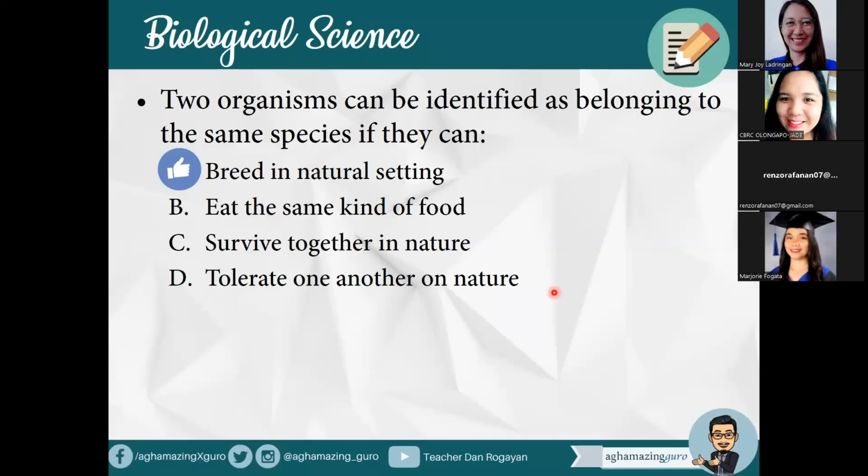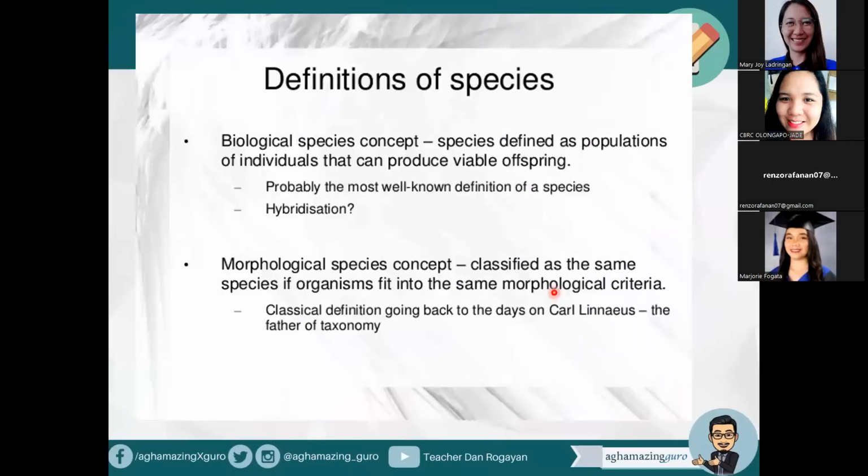Okay, two organisms of the same species. So biological species concept is defined as a population of individuals that can produce viable offspring, meaning fertile offspring. Probably the most well-known definition of species. Hybridization: so hybrid naman is of course meron tayong two different species, possible pa rin yun, pero hindi nga lang fertile or viable yung kanilang magiging offspring. Tulad ng liger, lion and tiger, zebronkey, zebra and donkey, yung mga yan.